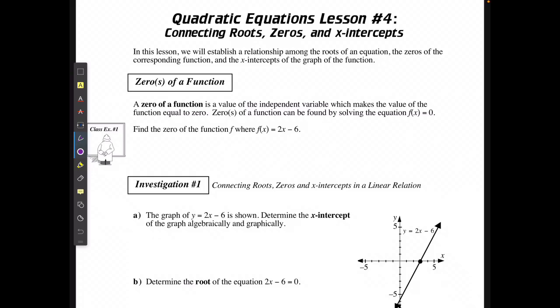Okay, so for this lesson, we're going to take a look at connecting the concepts of the roots, the zeros, and the x-intercepts. So first, when we're talking about the zero of a function, the zero of a function is figuring out whatever the value of the independent variable is when the dependent variable is equal to 0. So if I'm finding the zero of this function, if this is my dependent and this is my independent, I'm going to replace the f of x with 0. And I'm going to solve for the x. So I'm going to add 6 to both sides and get 2x, and divide both sides by 2 and say that x is equal to 3.